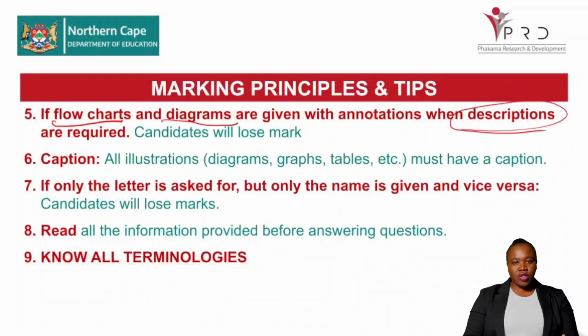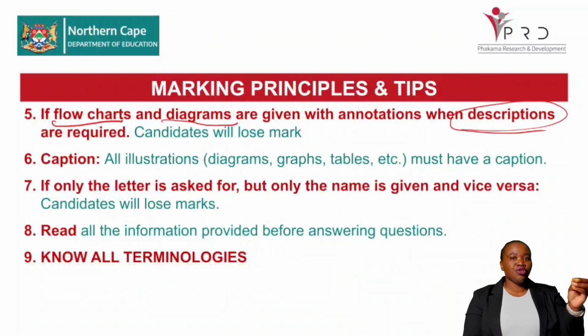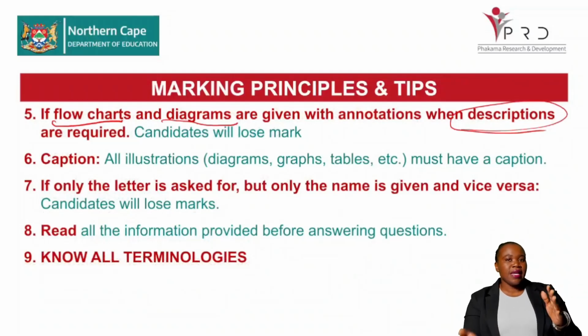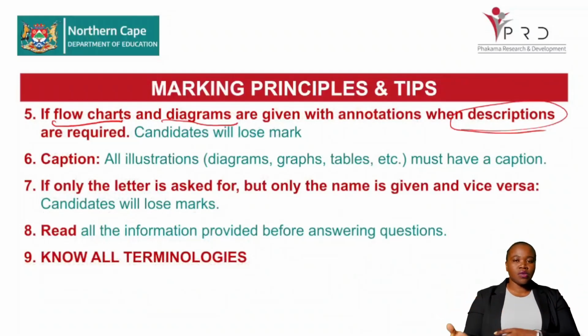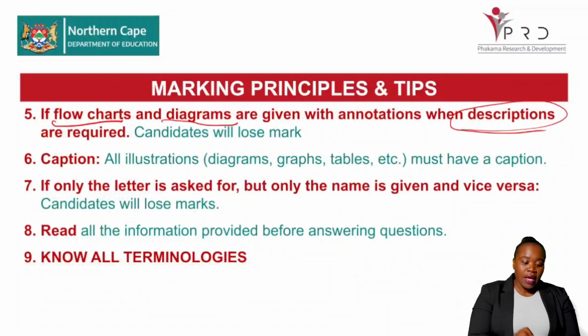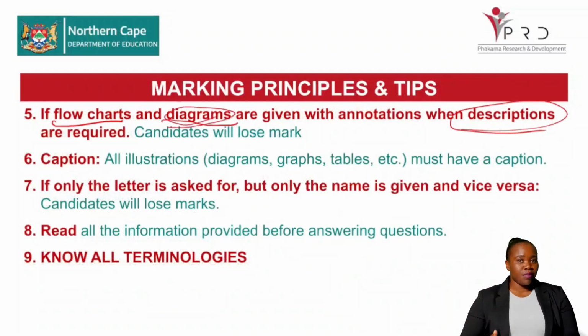So imagine if the question is asking for a description of transcription for 6 marks, and you draw transcription and you show that this is the nucleus, this is DNA, this is RNA leaving the nucleus, and so on. You are then going to lose a mark because you have given a diagram with annotations instead of describing the process in words. So make sure that you describe.